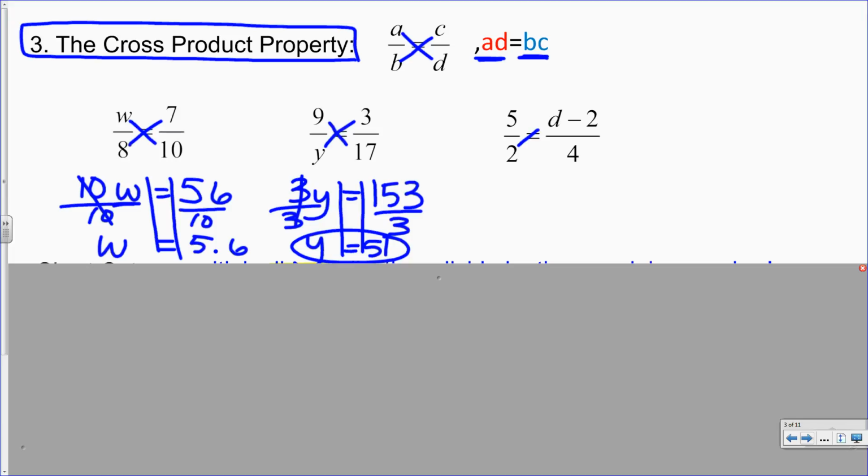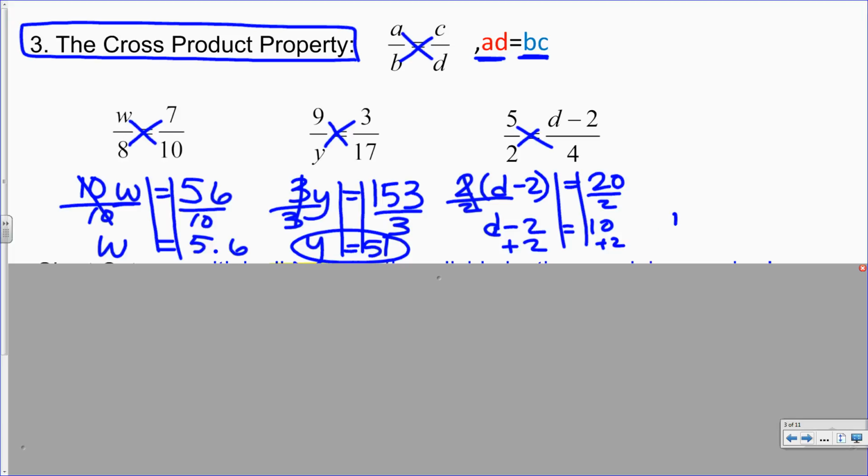Now this next one at first looks a little confusing because we have an expression in here. But when we do cross products, we get 2 times d minus 2 equals 2, and 5 times 4 is 20. Now to solve this, we're not going to distribute. We'll just go ahead and do teeter-totter. Notice there's multiplication going on here, and so we're going to divide by 2. And that gives me d minus 2 is equal to 10. Finally, you would look at your d and do opposites, so I would add 2. So d should equal 12. So that's the cross products method.